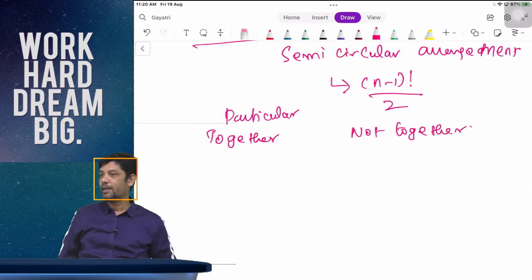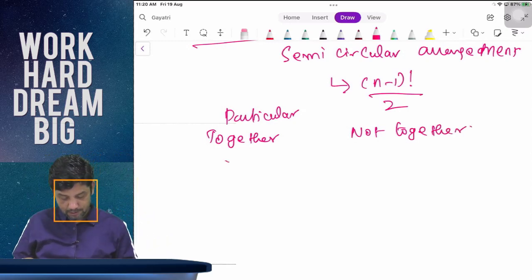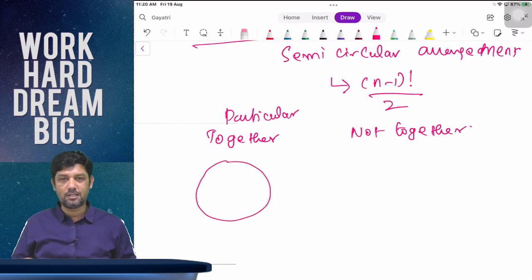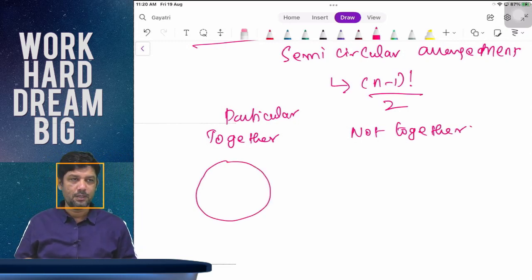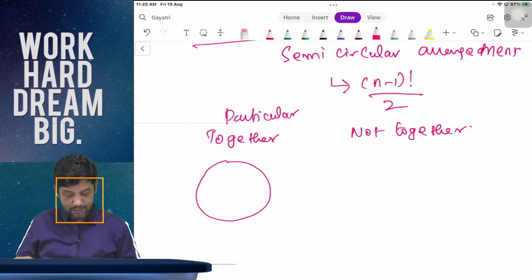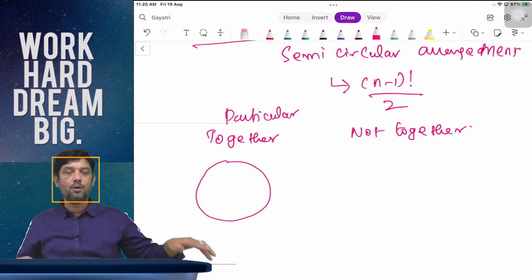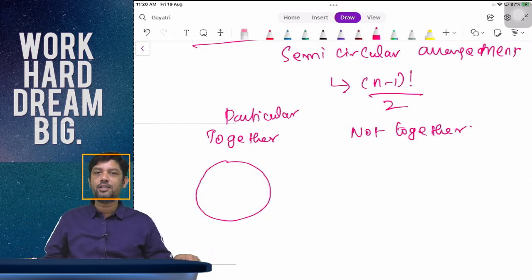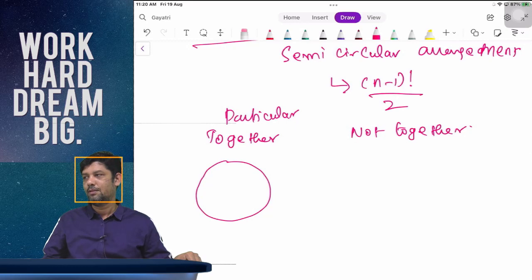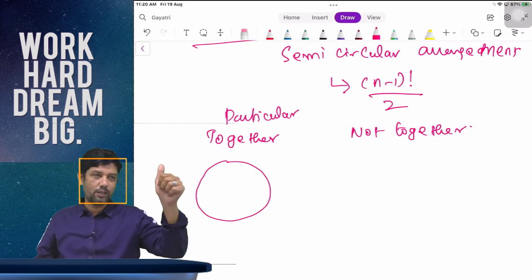Okay, fine. Listen here. There are 10 actors of the film industry. They are sitting at a round table. Now, in how many ways can they be arranged without restriction? 9 factorial. That is point number 1.